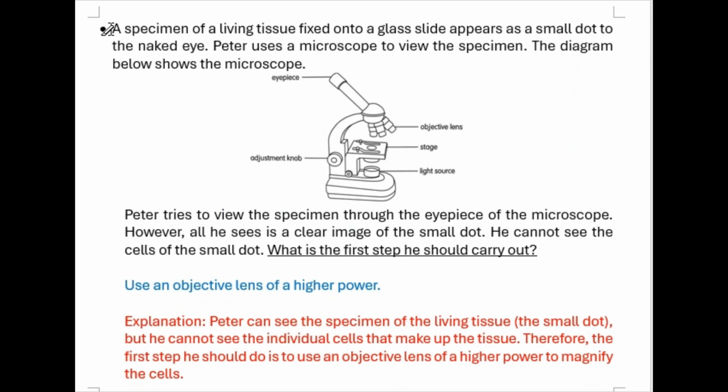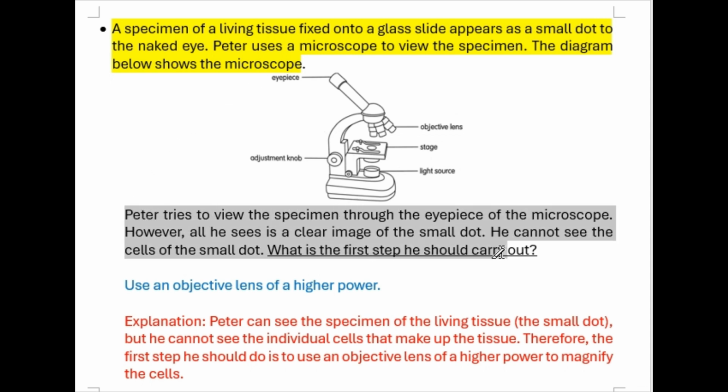A specimen of a living tissue fixed onto a glass slide appears as a small dot to the naked eye. Peter uses a microscope to view the specimen. The diagram below shows the microscope. Peter tries to view the specimen through the eyepiece of the microscope. However, all he sees is a clear image of the small dot. He cannot see the cells of the small dot. What is the first step he should carry out?